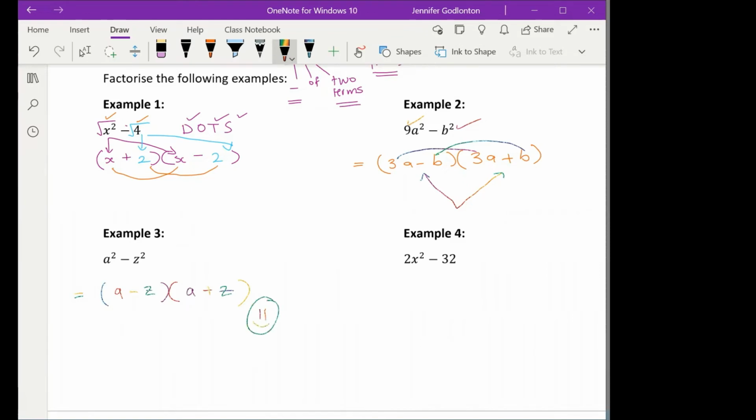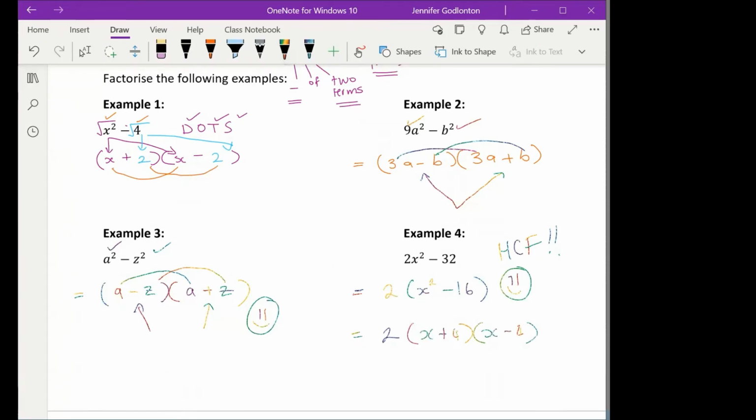Beautiful. Yes. And then guys, just check: a times a is a squared, z times z is z squared. We've got a minus and we've got a plus. Great. Okay, Canva, example 4 is all yours. You take out 2. Good. Open a bracket. X to the power of 2 minus 16. Yes. Then two brackets. X plus 4, bracket X minus 4.